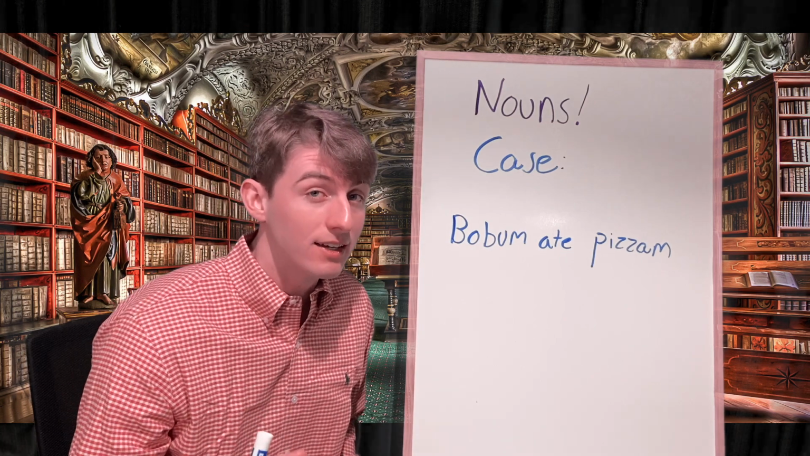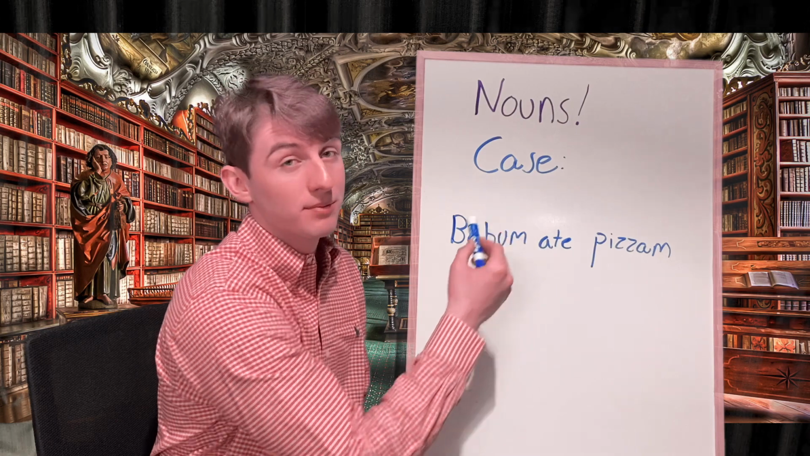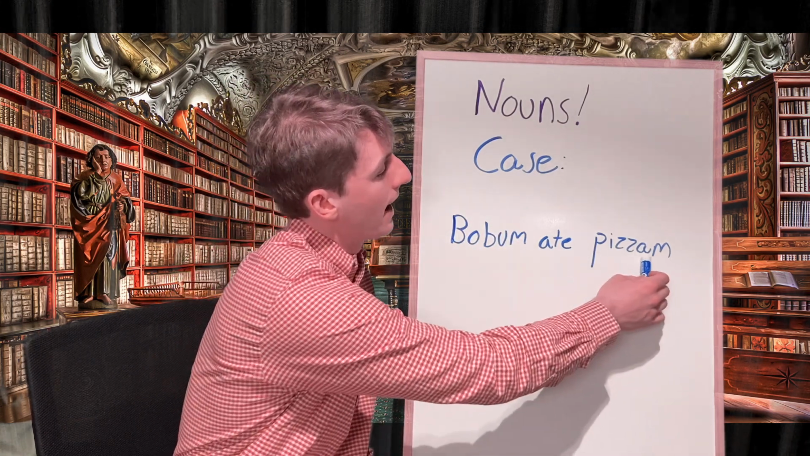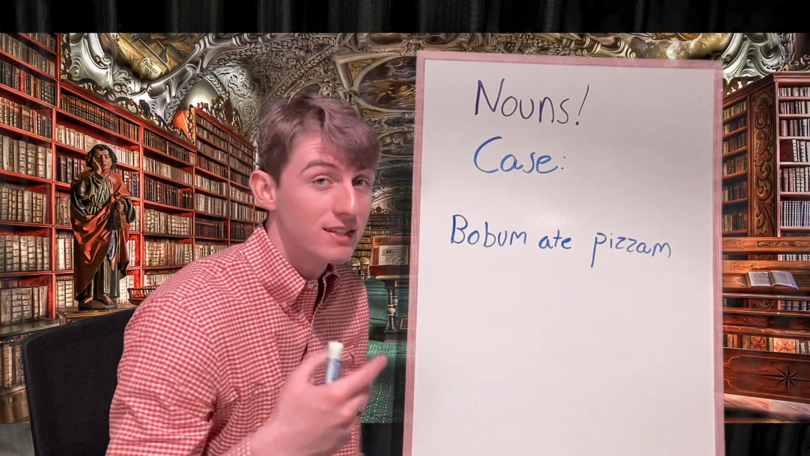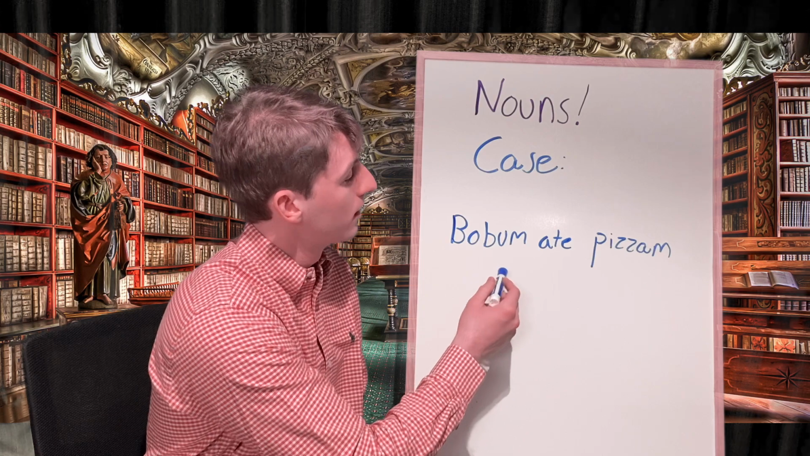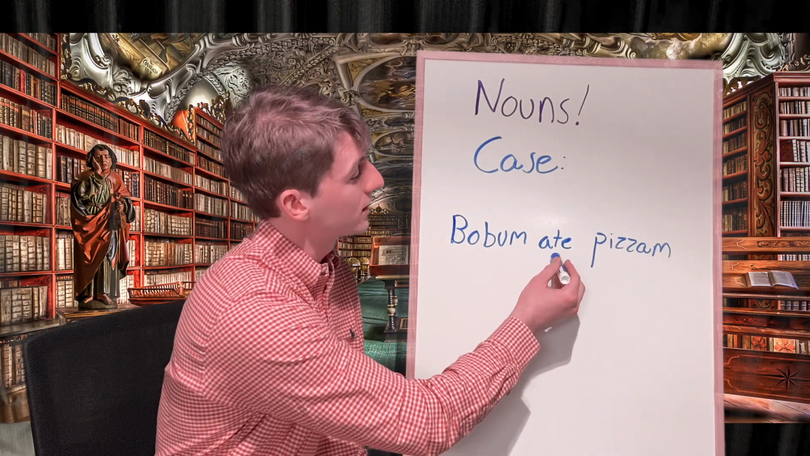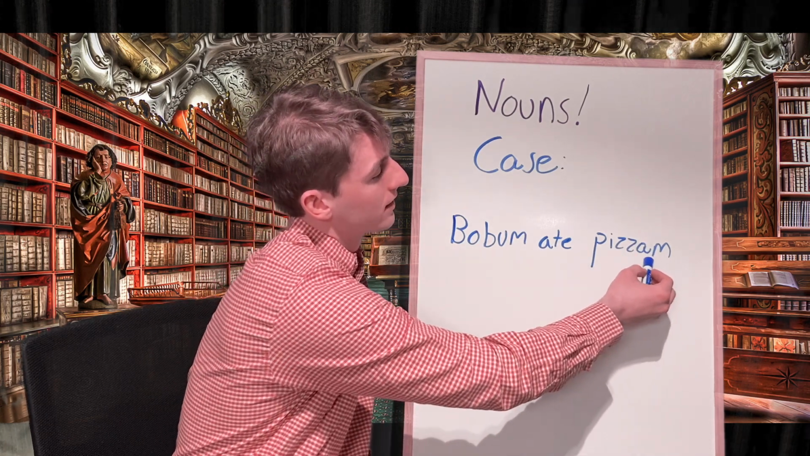So since Akkadian is a declined language, each noun is going to have their own case, which is going to be demonstrated in this sense with these endings, um and am. In Akkadian, this is actually called the nominative case, which means that it's a subject. So Babum, based off the ending, we know that we're talking about the subject who performed the action ate on the direct object, pizzam, based off this.